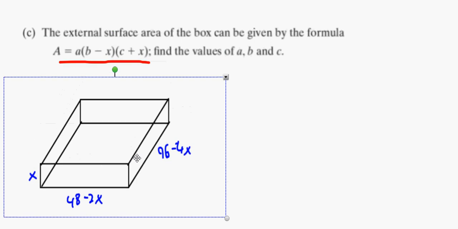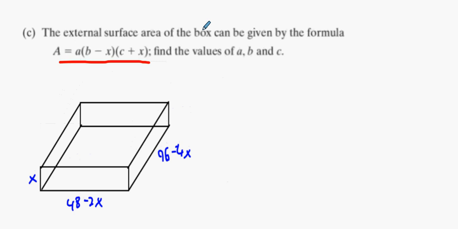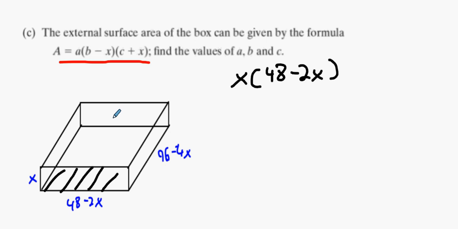Alright. How do you get surface area, lads? What's the surface area of the front face? It's x multiplied by 48 minus 2x. How many sides is there that's equal to the black side, area wise? The front and the back are the same size, aren't they? So would you multiply that by 2 to get 2x into 48 minus 2x?